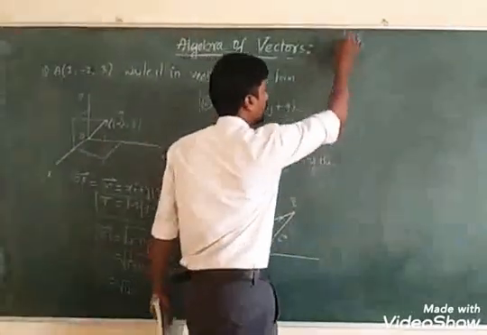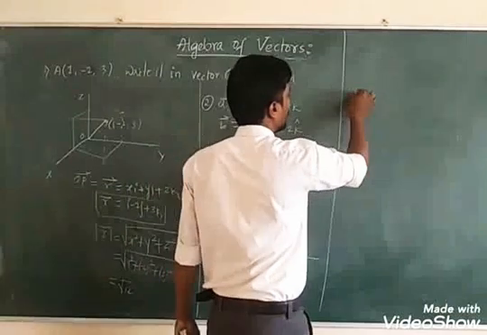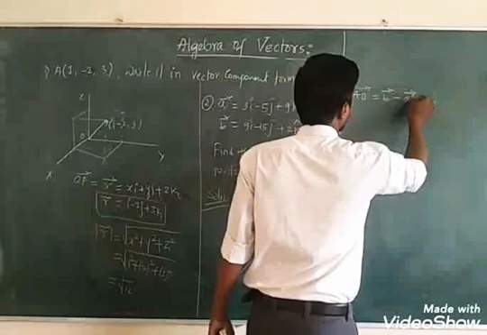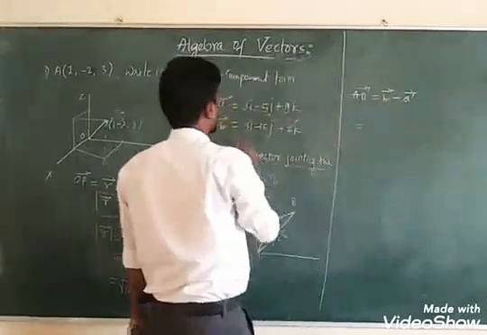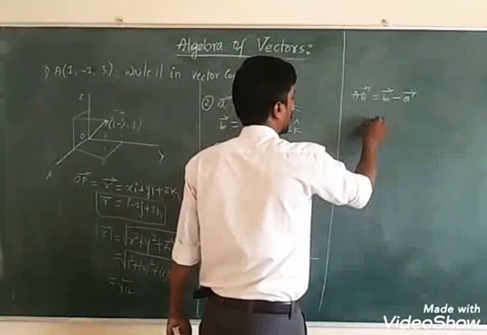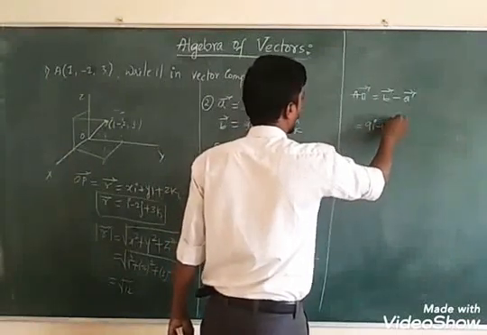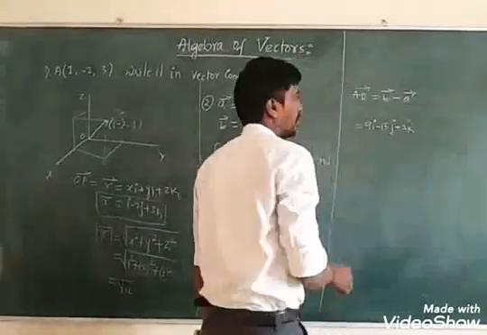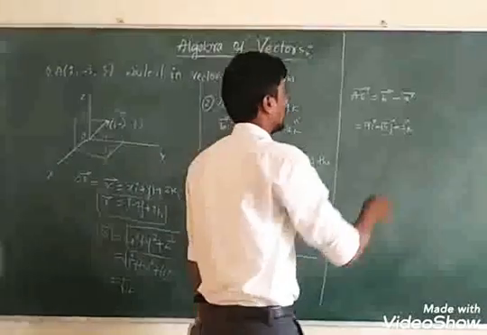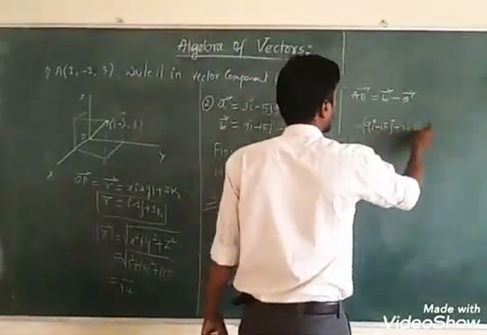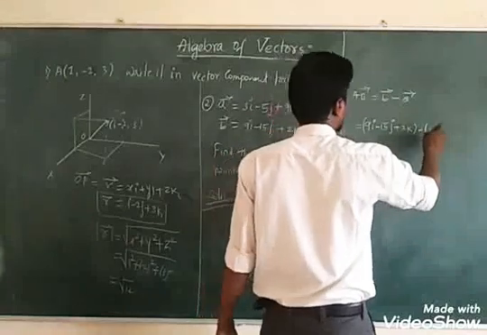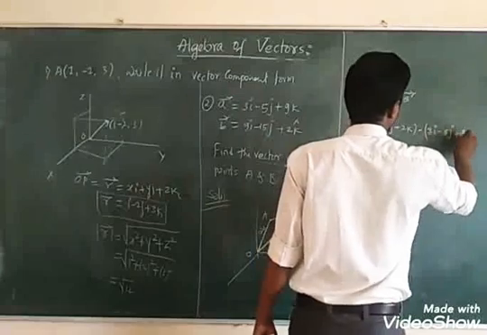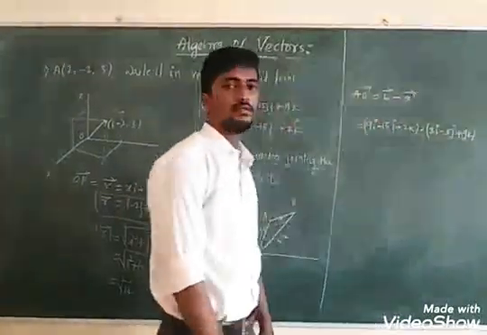For that we know the definition: AB vector can be represented by B vector minus A vector. B vector is 9i minus 15j plus 2k, and minus, here we have 3i minus 5j plus 9k.